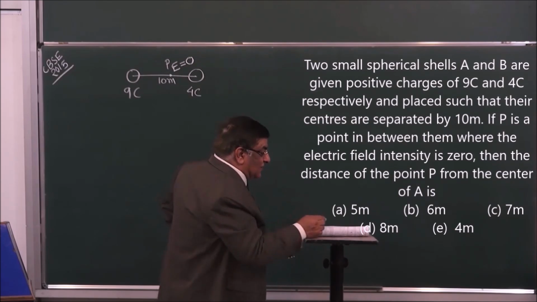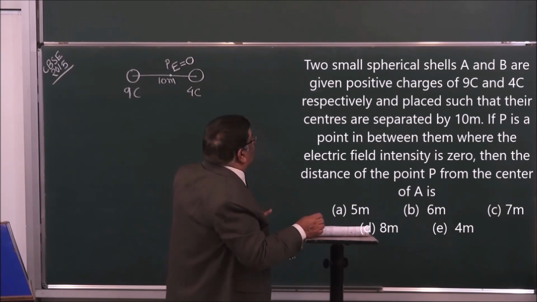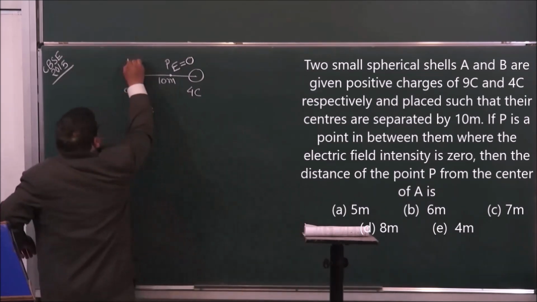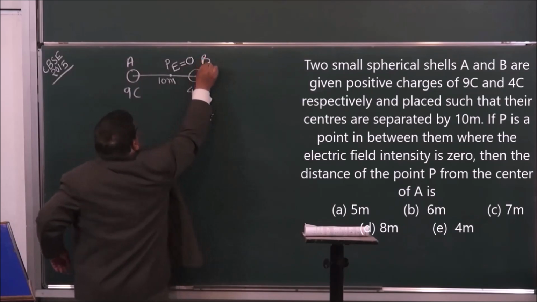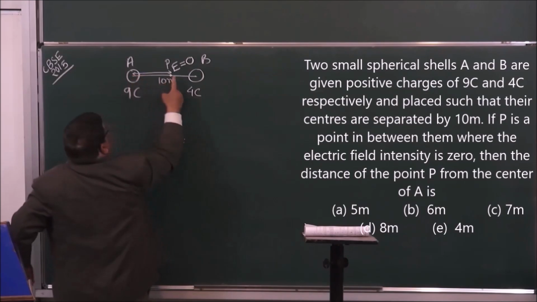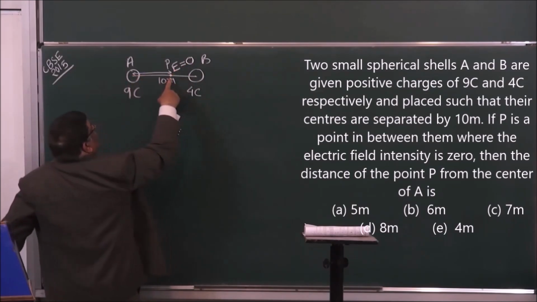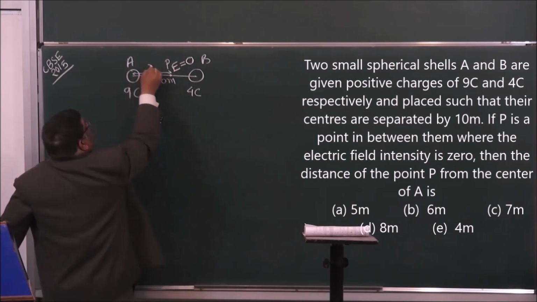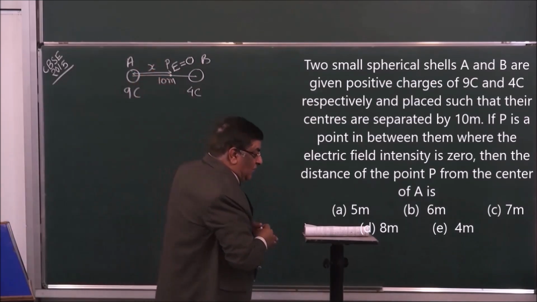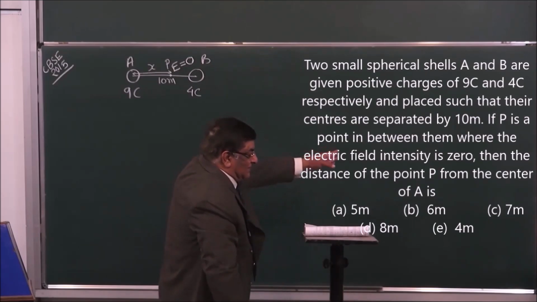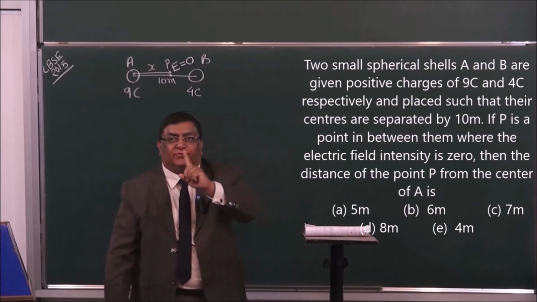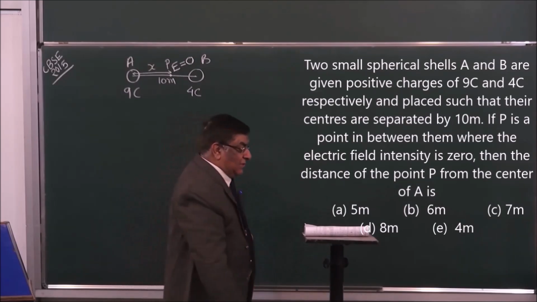Then, what is the distance of point P from the center of A? This is A, this is B, and we have to find this distance. P is such a point where the electric field is 0. What is this distance from A? There are options given: 5 meter, 6 meter, 7 meter, 8 meter and 4 meter. We are supposed to find one. Now let us solve it.